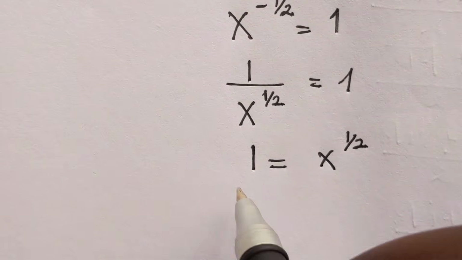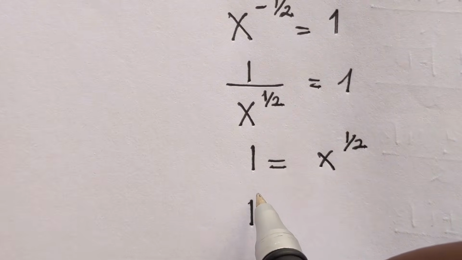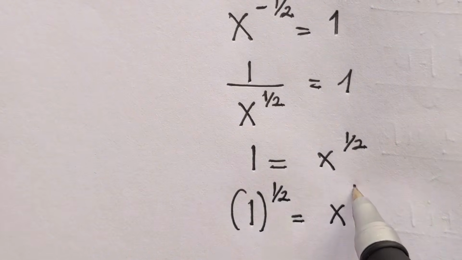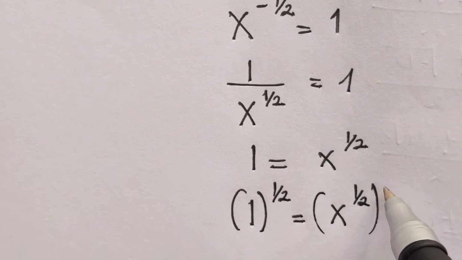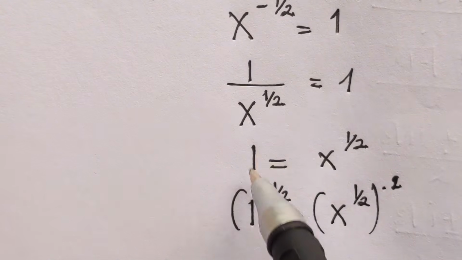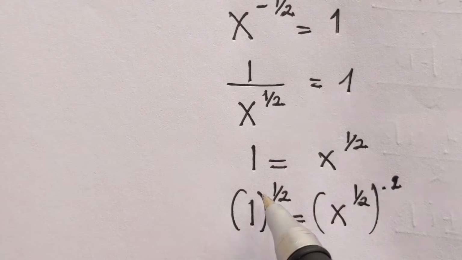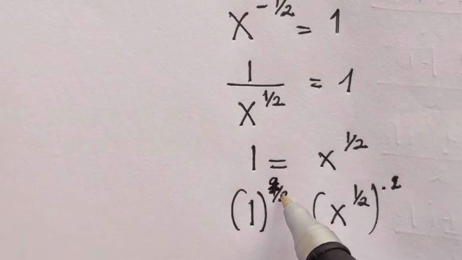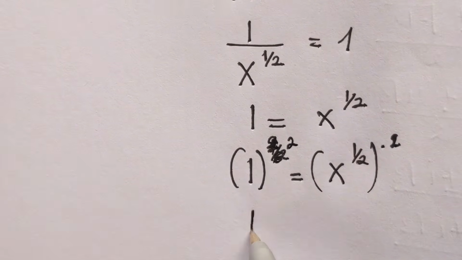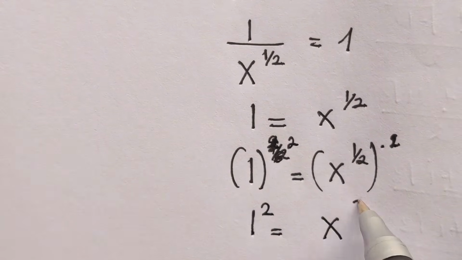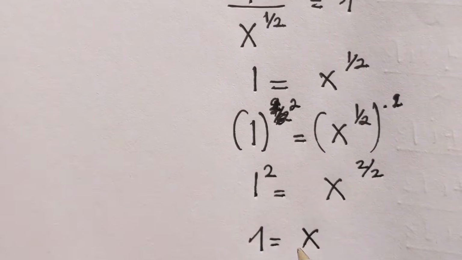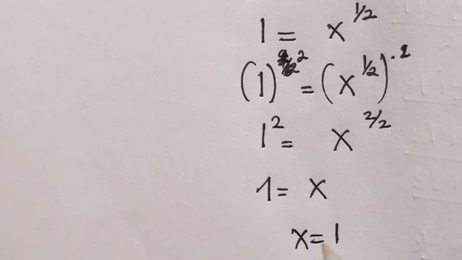So 1 power 1 over 2 equals x power 1 over 2, then raised to the power 2. Sorry, here I have to multiply by 2, not 1 over 2. I multiply by 2 and the 2 again to get 1 squared equals x power 2 over 2, and this will be 1, which equals x. So our x will be 1.